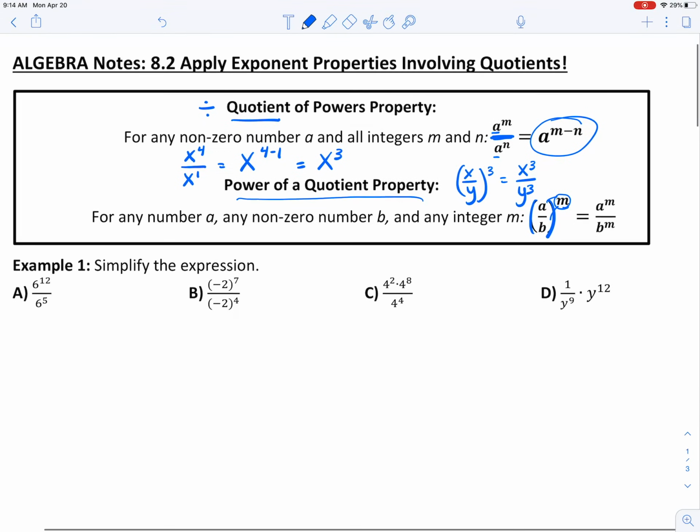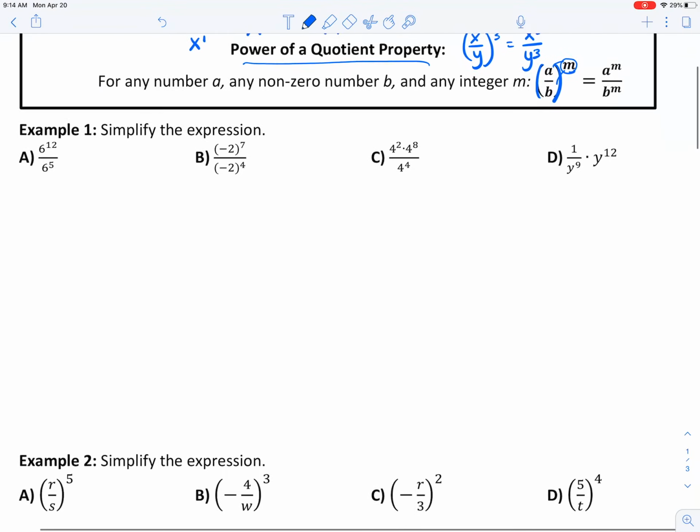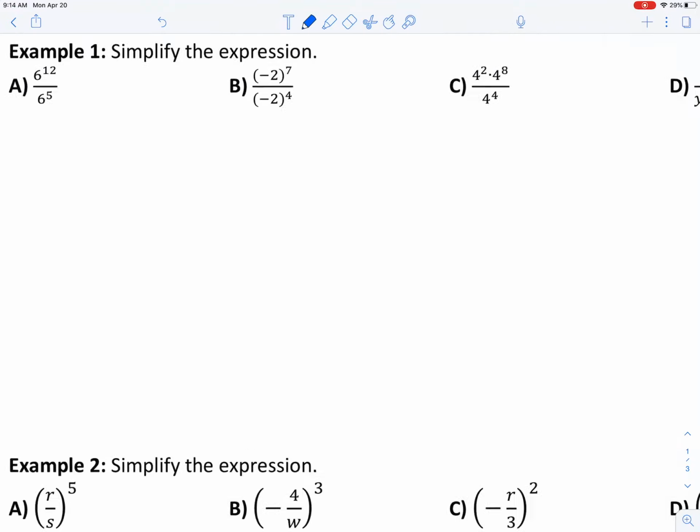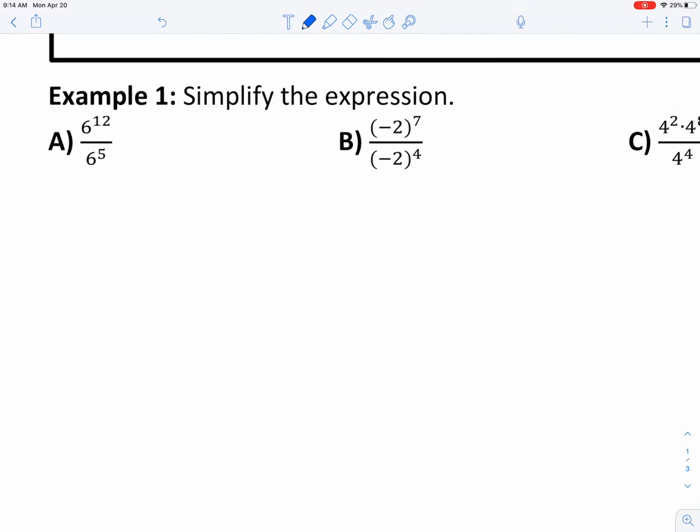A lot of times it's a lot easier if we actually try some examples rather than just talk about the words. So let's try some examples. Example 1, simplify the expression. Right now in letter A, I see that this fraction is really the same as division. So I know that if I am dividing two powers with the same base, I take the exponents and subtract them. So it's like saying 12 minus 5, which is 7.